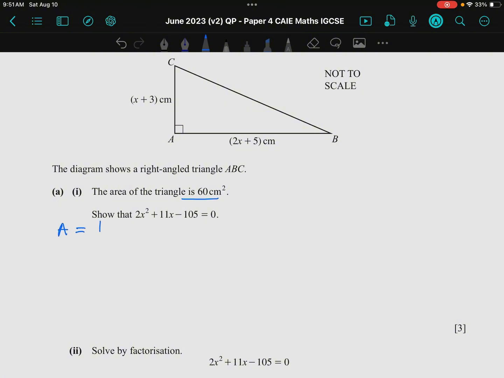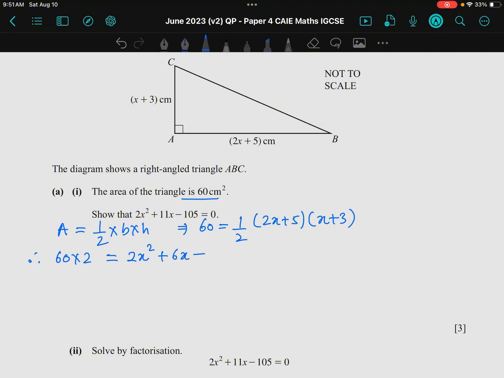The formula using area is equal to half into base into height. Putting the value of area, half. What is the value for base? 2x plus 5. Now height is x plus 3. So 60 multiplied by 2, taking 2 to the other side of the equals, and multiply these two brackets. So it will be 2x square plus 2 3s are 6x plus 5 into x plus 5 3s are 15.